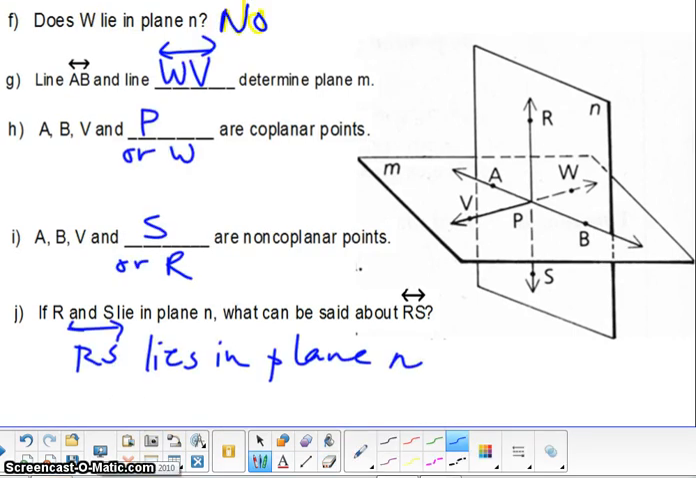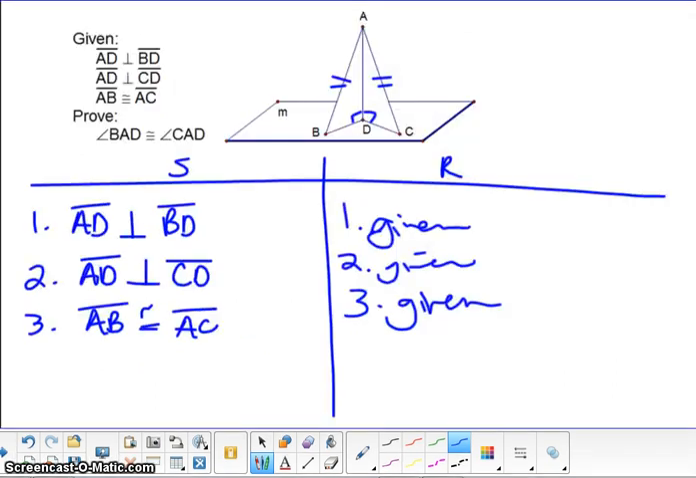W does not lie in plane N. AB and line WV determine the plane. And you got 2 choices for H and I. Check your work there. And then J, the one thing we can know now is that line RS is going to be lying in plane N. Okay, the next one, go ahead and push pause and fill out all the given information.